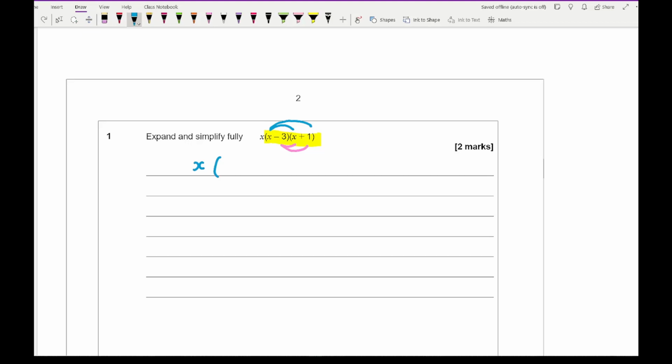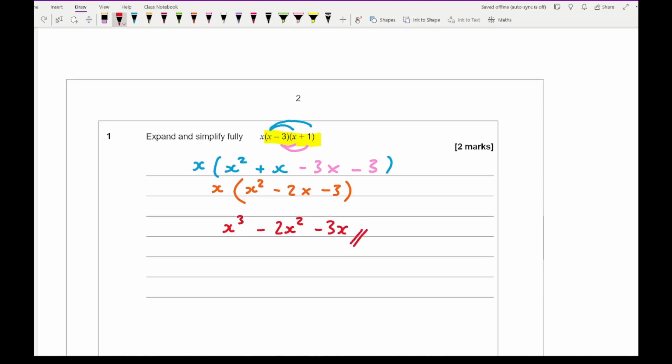So expanding this out, what I end up with is x squared plus x, and then I'm going to end up with minus 3x minus 3. So then simplifying that bracket, what I end up with is x squared minus 2x minus 3. And then all that's left for me to do is multiply everything in the bracket with that x. So that's going to be x cubed minus 2x squared minus 3x. And there is my final answer.